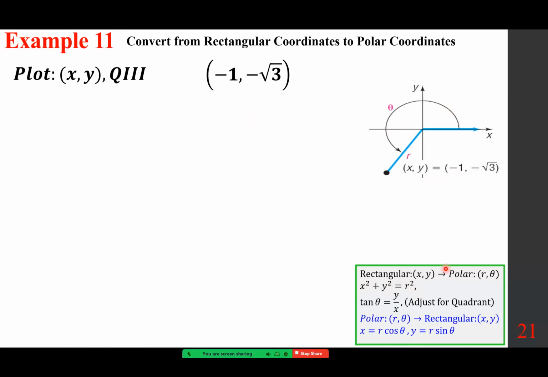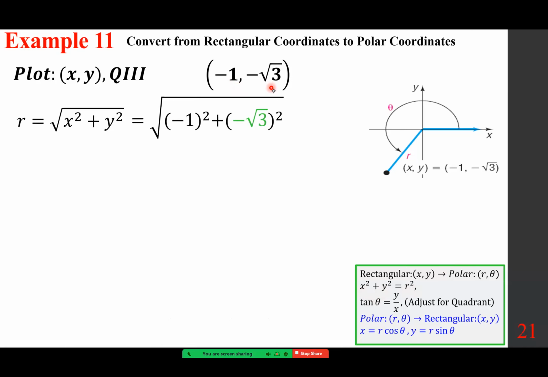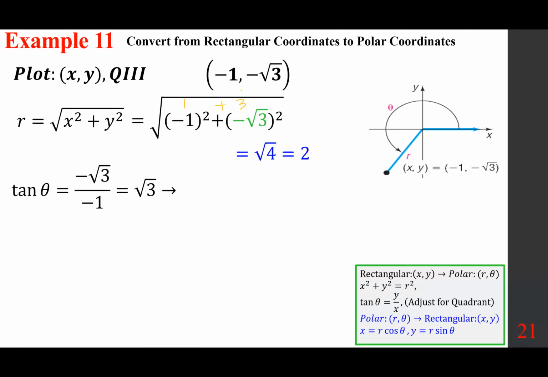So let's go with r being square root of x squared plus y squared, which means this one squared plus this one squared. As you can see, this is 1. This is 3, makes it 4, and square root of that is 2. So we found r, we need to find theta. So tan of theta is y over x, which makes it minus square root of 3 over -1, which makes it positive square root of 3. And as you note, this is a common arc, theta is pi over 3.